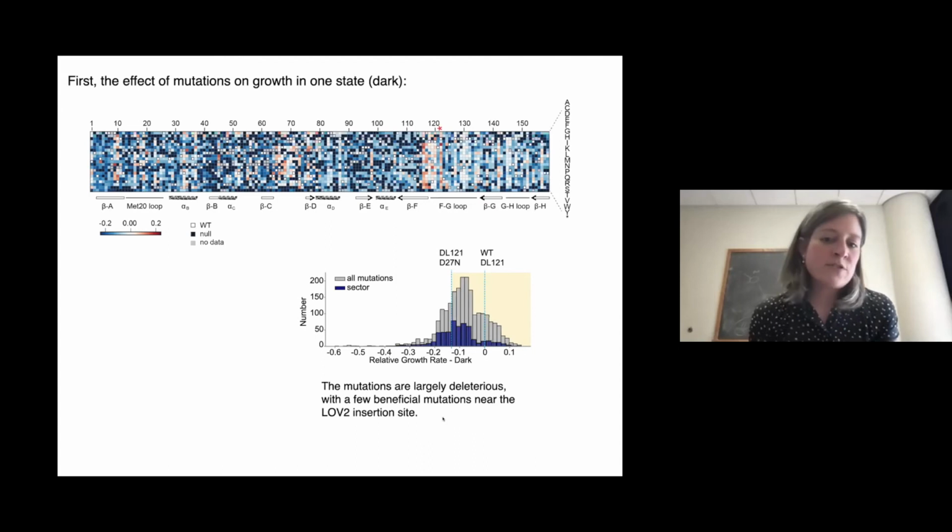Okay, and the mutations we see are largely deleterious relative to wild type. I think this is because we're starting from a construct where we've inserted this LOV2 domain, and so it's maybe not as robust as its wild type counterpart. So many of the mutations acting on top of this are deleterious.